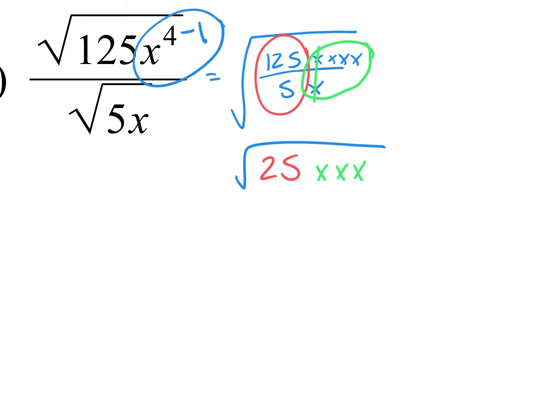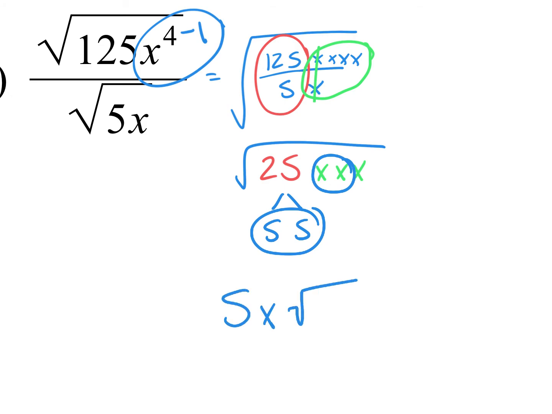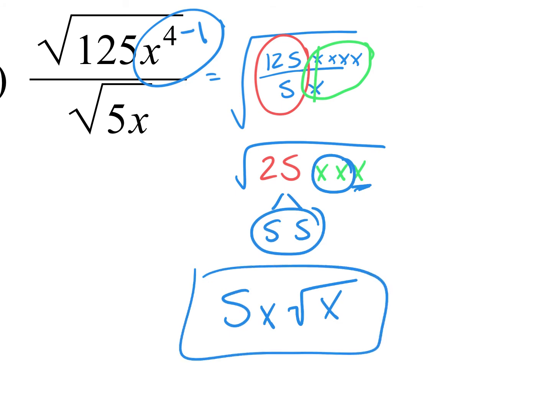What do I do next? So what are 2 factors of 25? 5 and 5. I'm circling groups of how many here? Groups of 2. Do I have a group of 2? So what do I circle? 5 and x. So what comes to the outside? And what stays on the inside? The x that doesn't get circled. So our answer is 5x square root x.